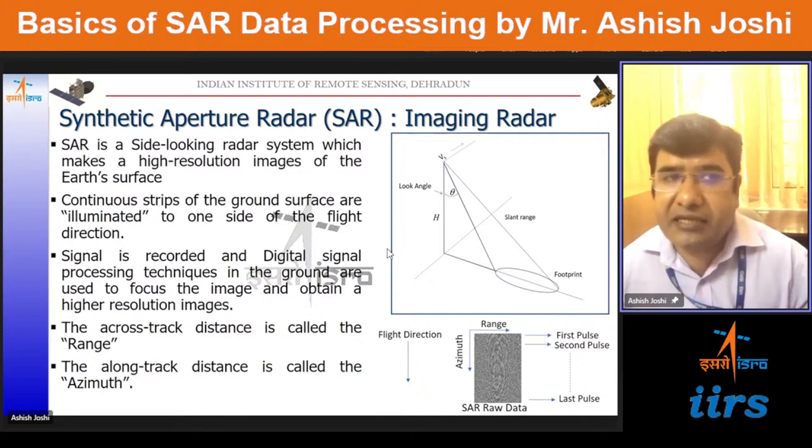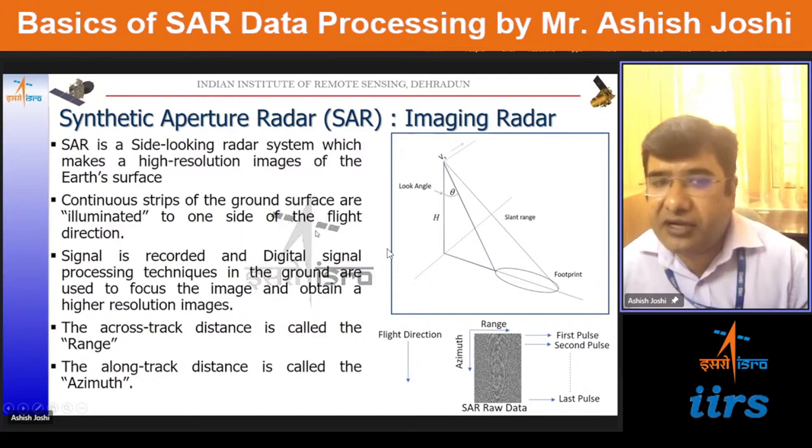So what is the SAR? SAR is a side looking radar system which makes high resolution images of the Earth's surface. It has continuous strips of the ground surface which are illuminated to one side of the flight direction. So this is the normal geometry.